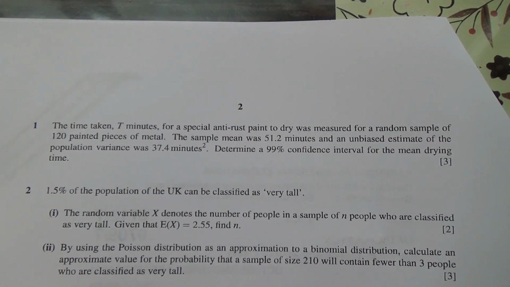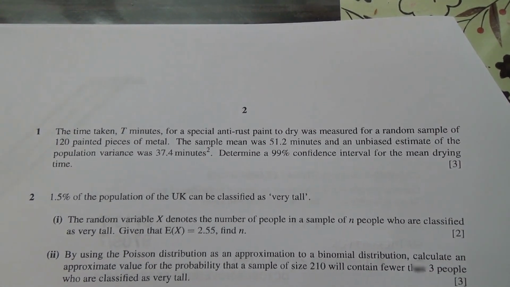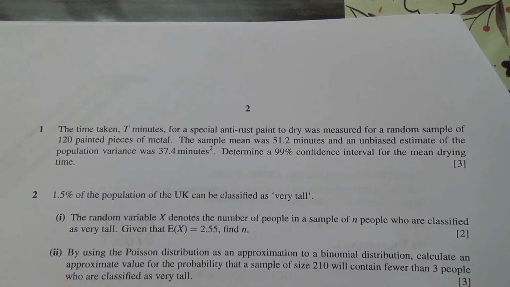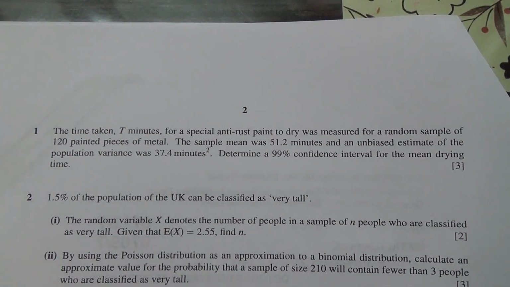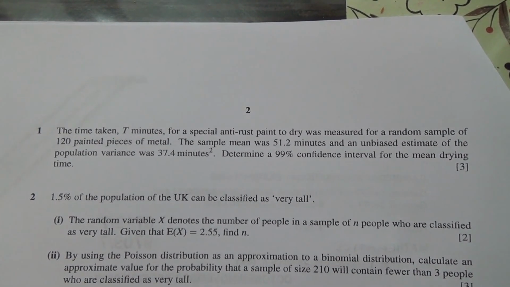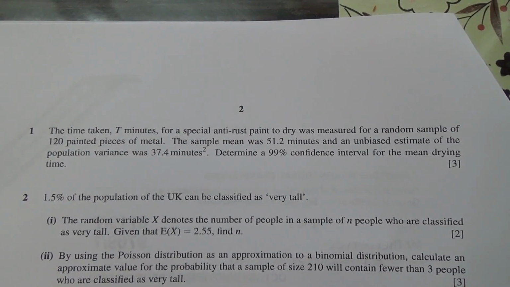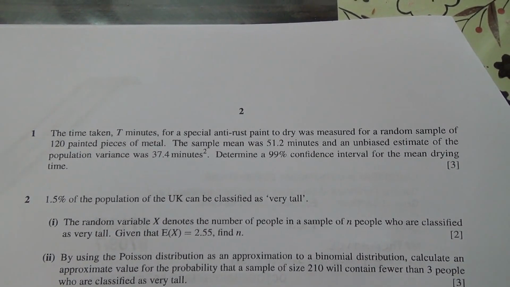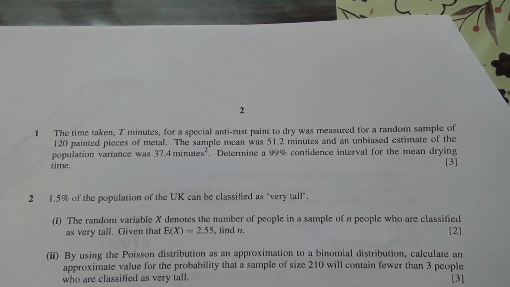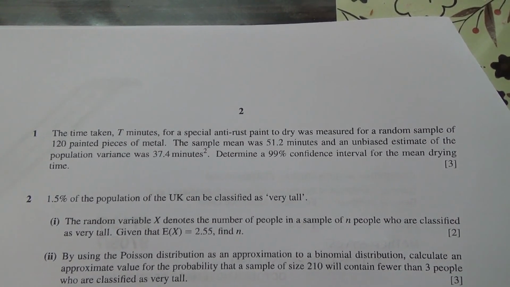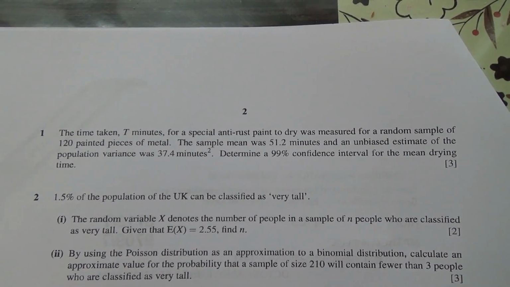Hi, this is question number 1 taken from October 2002 Advanced Level Maths HSC S2. The time taken, in minutes, for a special rust paint to dry was measured for a random sample of 120 painted pieces of metal. The sample mean was 51.2 minutes and the unbiased estimate of the population variance was 37.4 minutes squared. We need to determine a 99% confidence interval for the mean drying time.